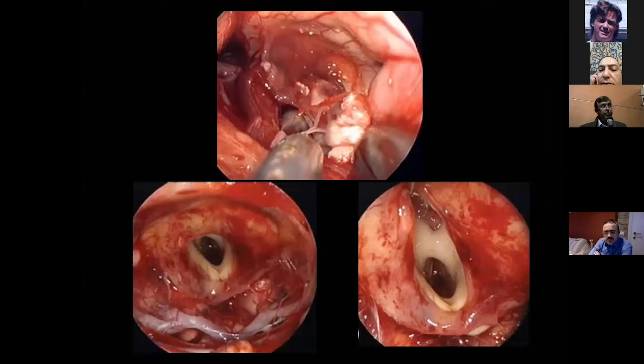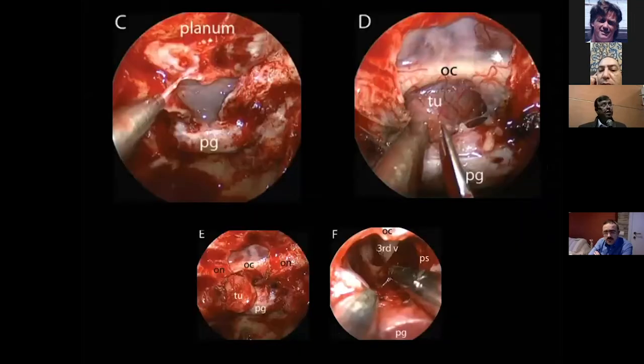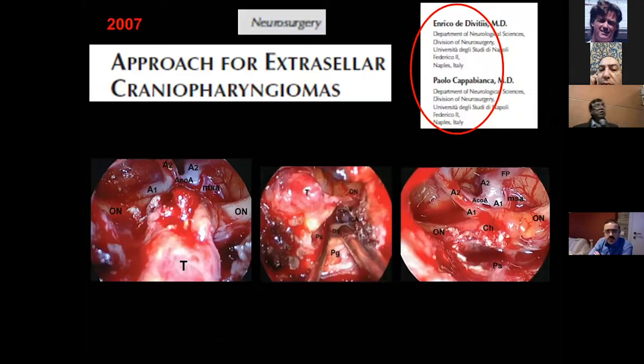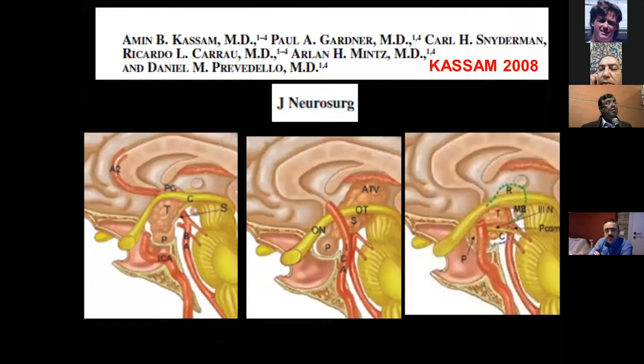And here, excision of craniopharyngioma by endoscopy. This is the inside of the third ventricle. And this is how it goes. 2007, approaches of craniopharyngioma. This was done by Enrico De Divitiis and Paolo Cappabianca from Italy. They are the giants of neurosurgical endoscopy. Amin Kassam from Pittsburgh, again, made this classification according to the findings of endoscopy.